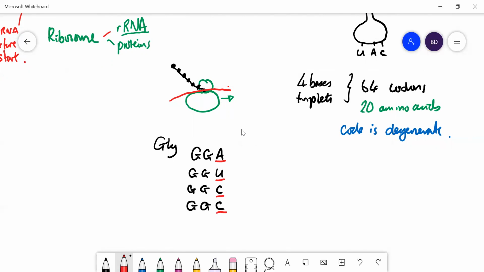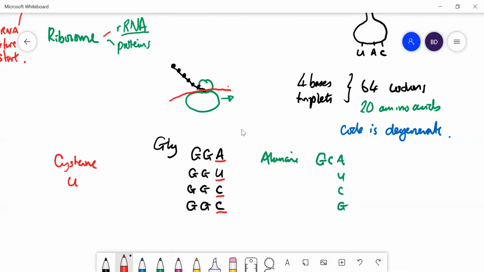That also occurs for the amino acid alanine, which is quite a simple amino acid. In the case of alanine, it starts off with GC, then it can either be A, U, C, or G, and they all give you alanine. That's quite a common theme throughout this. Other amino acids only have 2 codons. So cysteine, which is important for forming the disulfide bridges, has only 2 codons, but they're pretty similar.